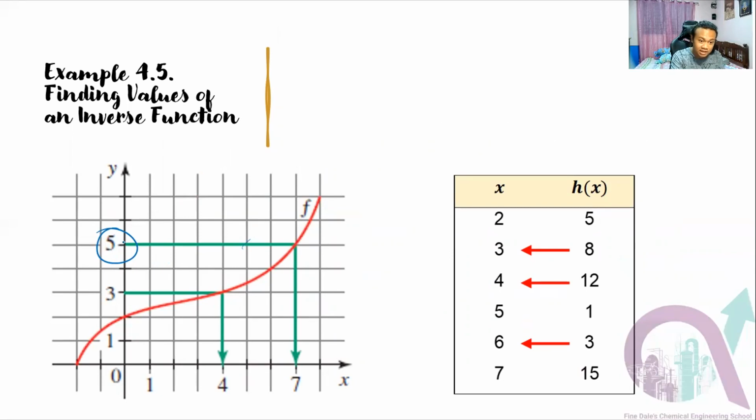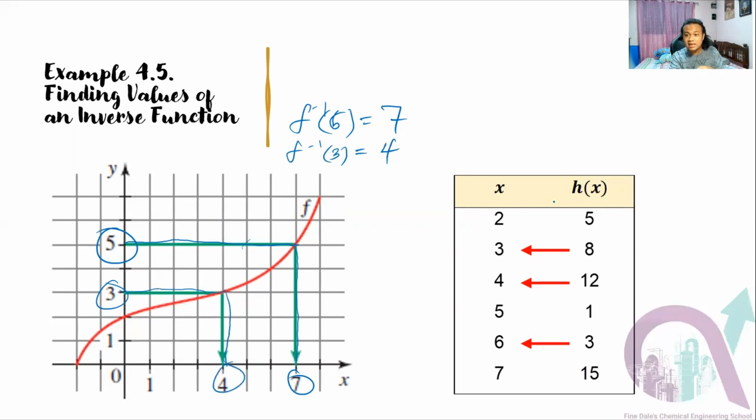Just draw a line going there, touch the curve, and then project it to the x-axis, and then you can get the value. So f inverse of 5, the answer is 7, di ba? Then this one, 3, so f inverse of 3, di ba? The answer is, project it, so 4.